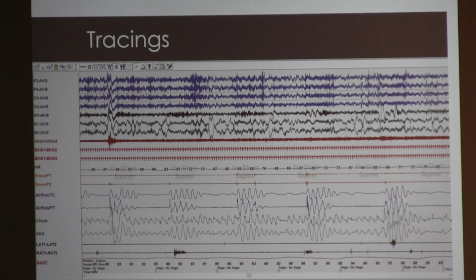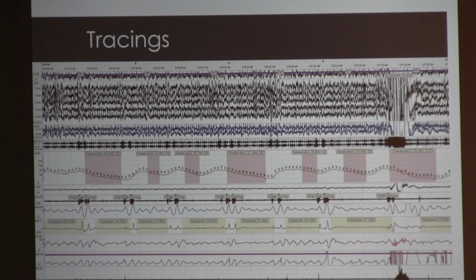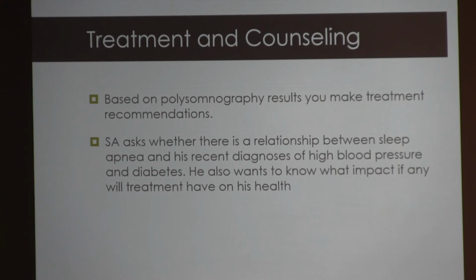Based off of the tracings that we have here, you can see that multiple leads were used. So you have chest rise, abdominal rise, you have the airflow, EKG, as well as the heart rate that's being measured and the O2 saturations. So based off the polysomnography results, you make the treatment recommendations.